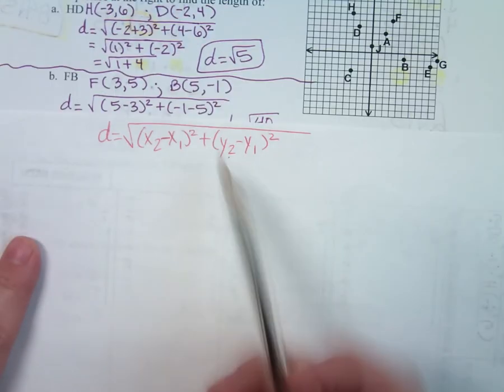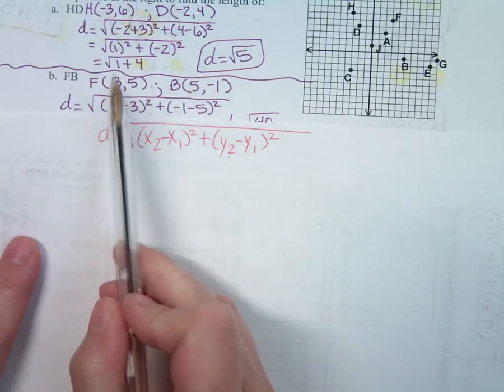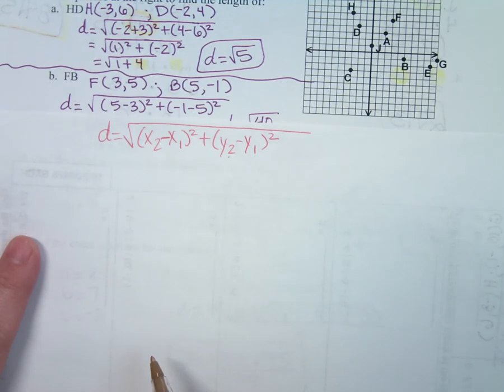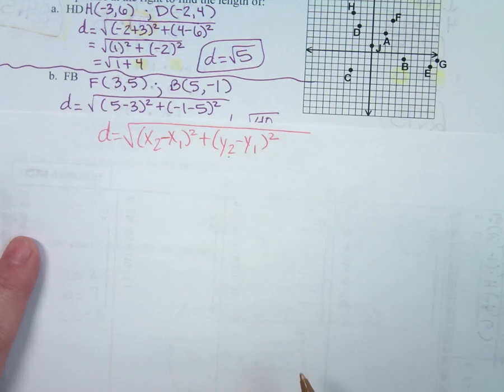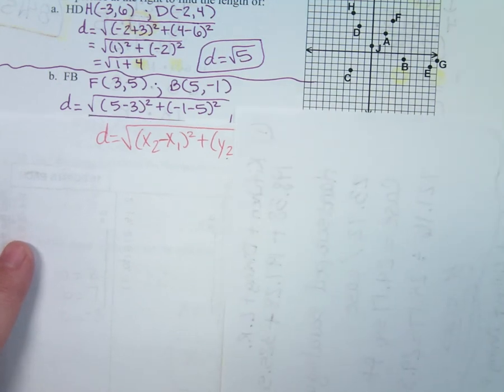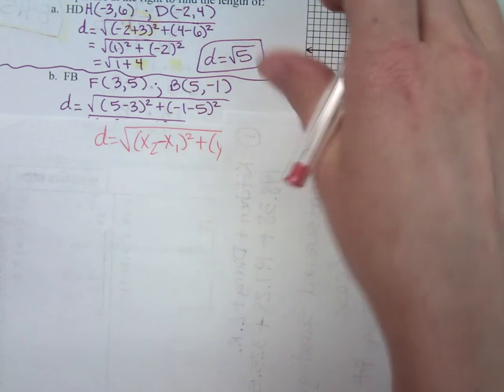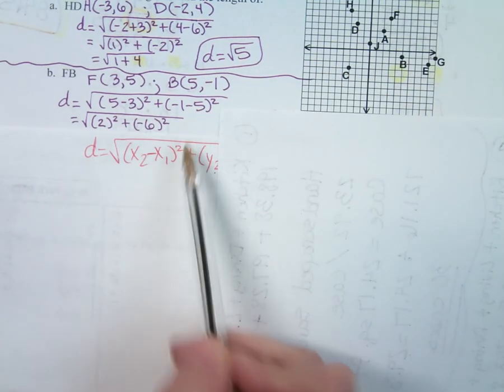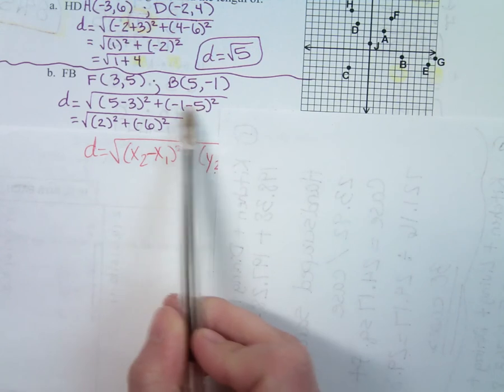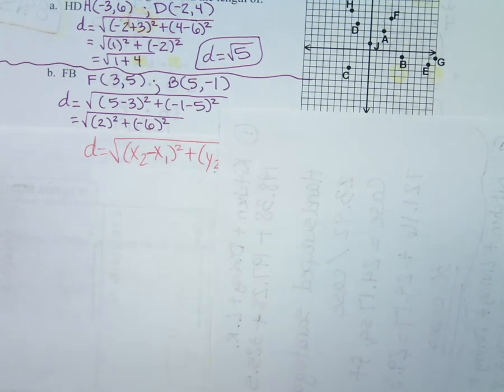And then it's just time to follow the distance formula and do exactly what it says. So first I subtract the x's. 5 minus 3, close it up, square it. -1 minus 5, close it up, square it. Okay, next thing I do is work out what's in the parentheses. So 5 minus 3 is 2. -1 minus 5 is -6.